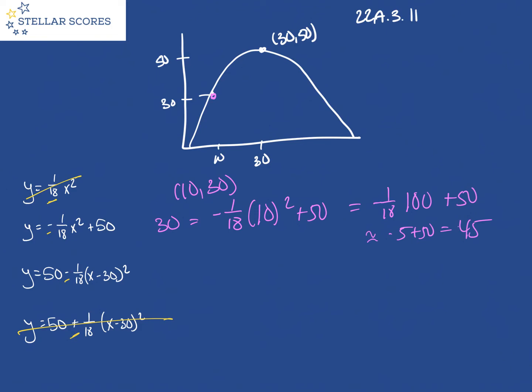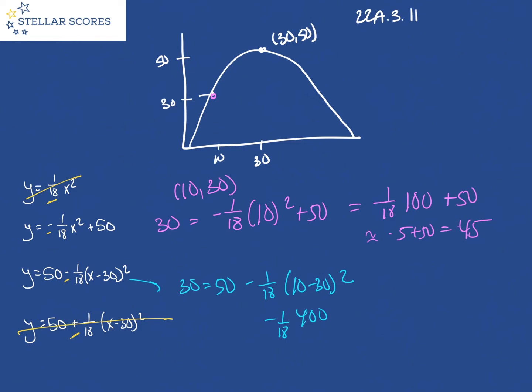Since I'm kind of estimating, I don't expect to get right on, but let me see if this equation gets me any closer. So 30 is equal to 50 minus 1 over 18, 10 minus 30 squared. All right, 10 minus 30 is negative 20. Squared is 400. And then we've got times minus 1/18. Again, let's turn it to negative 1/20th. 20 goes into 400. 20 goes into 40 twice.